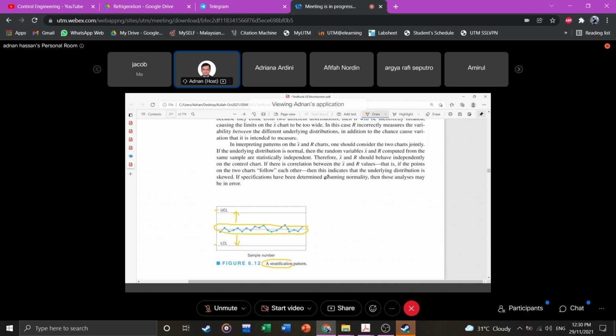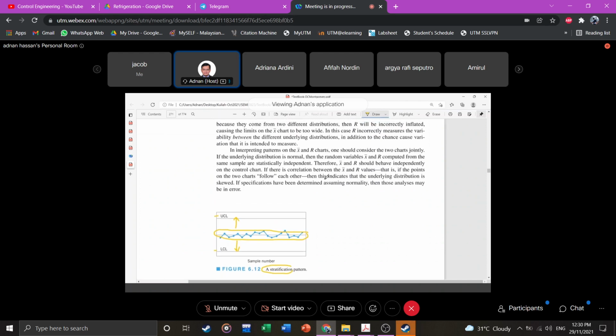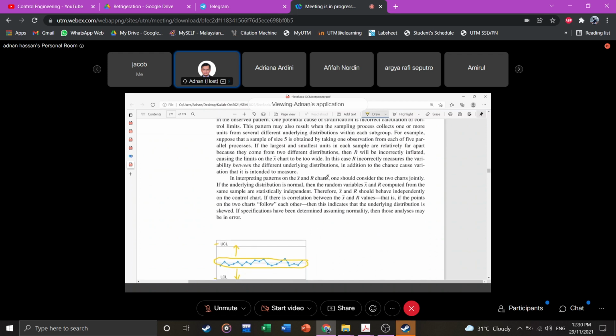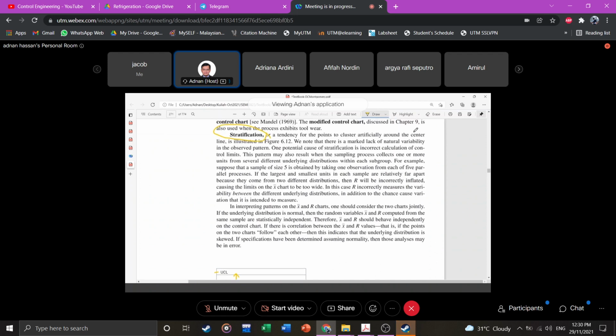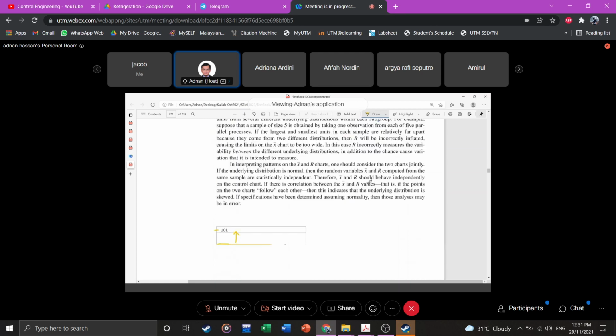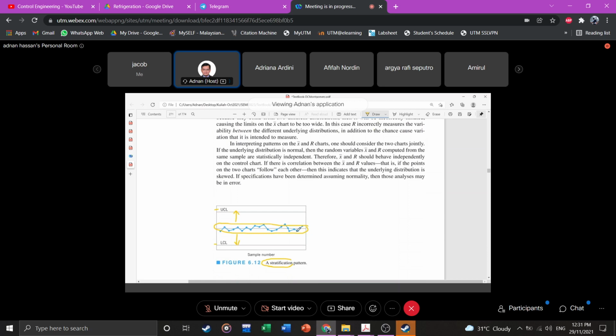This pattern is stratification, where the points cluster artificially around the center. It means that something is pushing this process to be on the center. It could be, maybe in machining, the build up of waste material stuck to the cutting tool. The cutting tool got stuck, and then finally it might overheat and break.